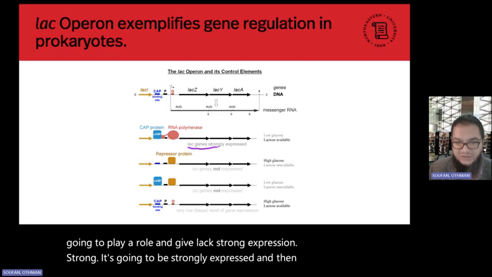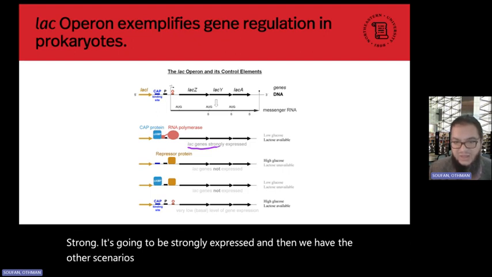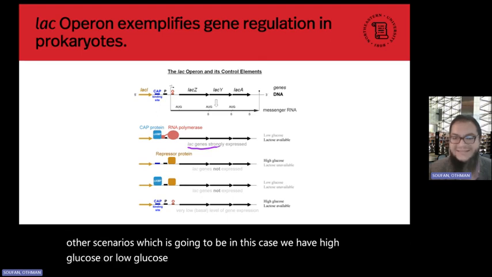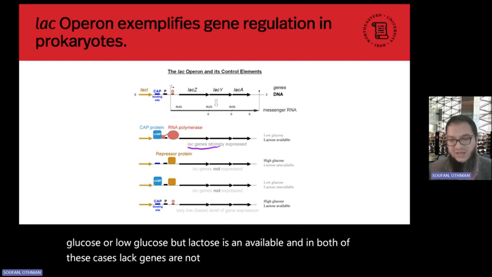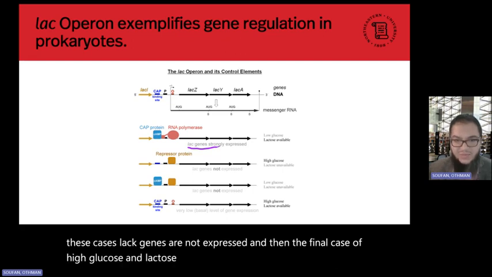And then we have the other scenarios, in this case high glucose or low glucose, but lactose is unavailable, and in both of these cases, LAC genes are not expressed. And then the final case of high glucose and lactose available.